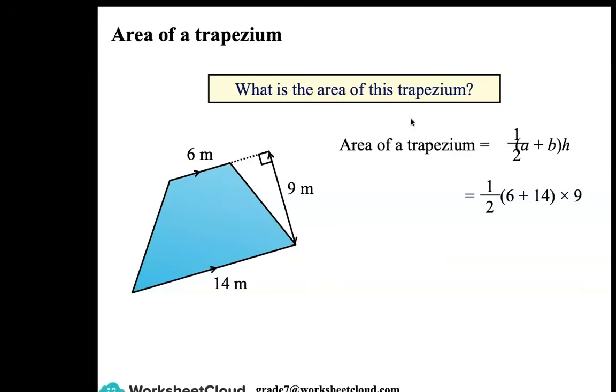That's going to give me 20. So I need to say half of 20 times 9. And remember, the order of a multiplication sum doesn't matter. Either way, you're going to get 90 meters squared.